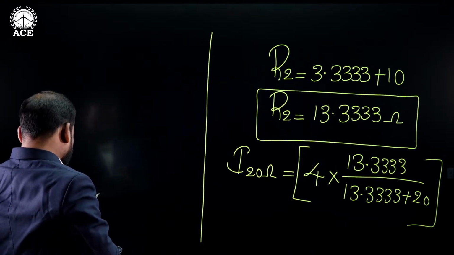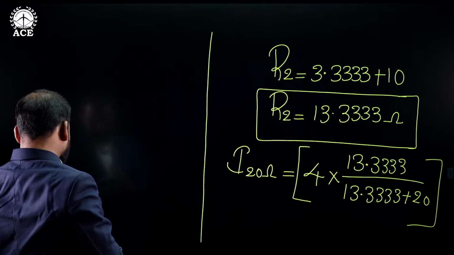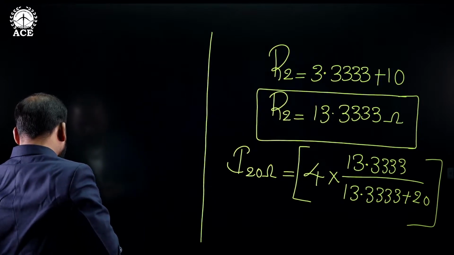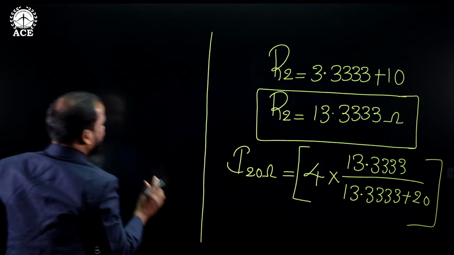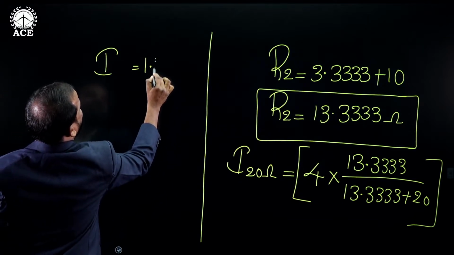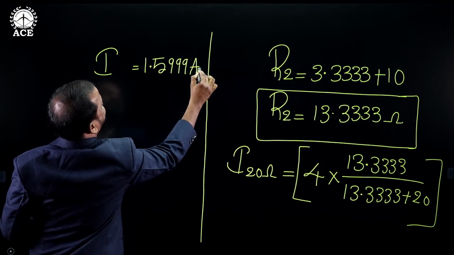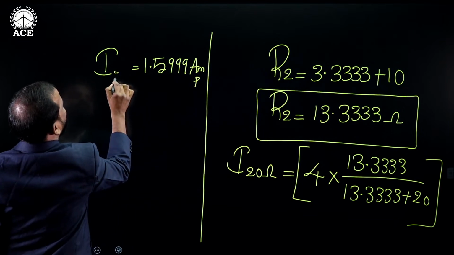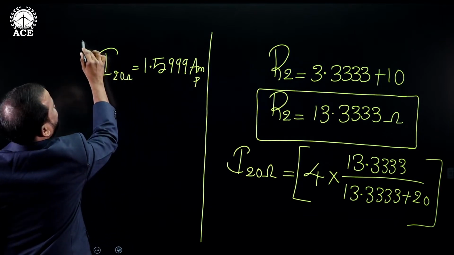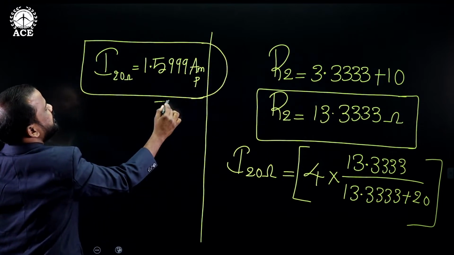So 4 into 13.3333 divided by 33.3333. By solving this you will get the value of 1.5999 amperes. Okay, so this is the current flowing through the 20 ohm resistance when the current source is acting individually.